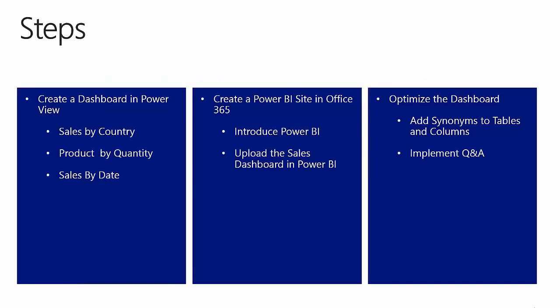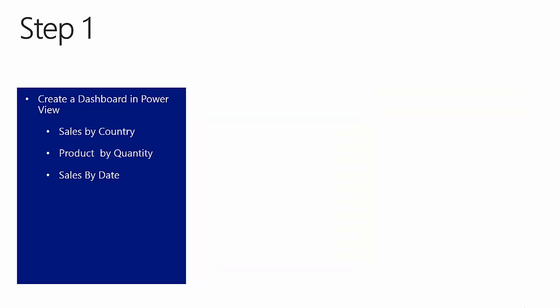We will do this in 3 steps. In step 1, we will create a dashboard in the Power View with charts for the sales amount by country, the quantity by product, and sales by date. In step 2, we will then create a Power BI site in Office 365. And in step 3, we will optimize the sales dashboard to implement Q&A. Let's get started with the first step and see how we can create a dashboard in the Power View with the charts for sales amount by country, quantity by product, and sales by date.